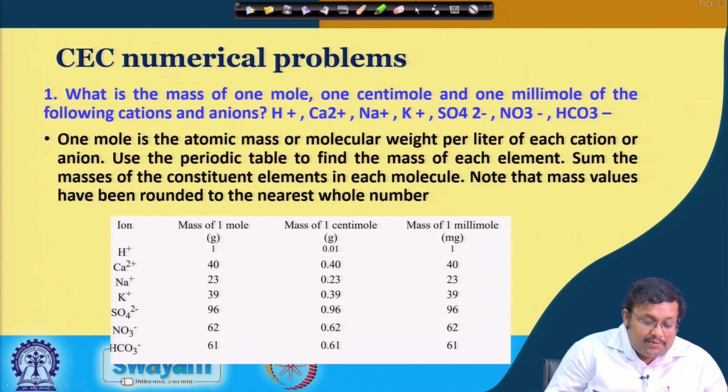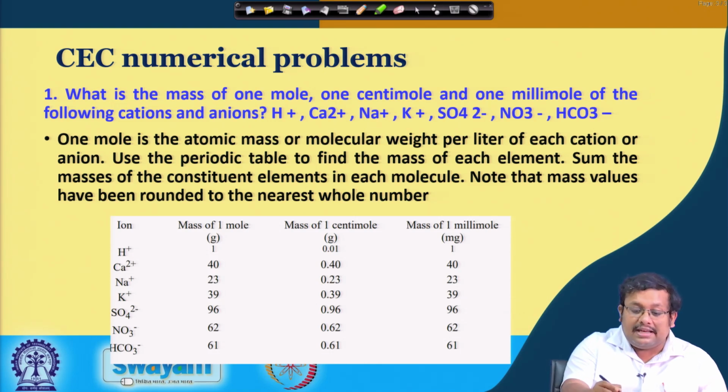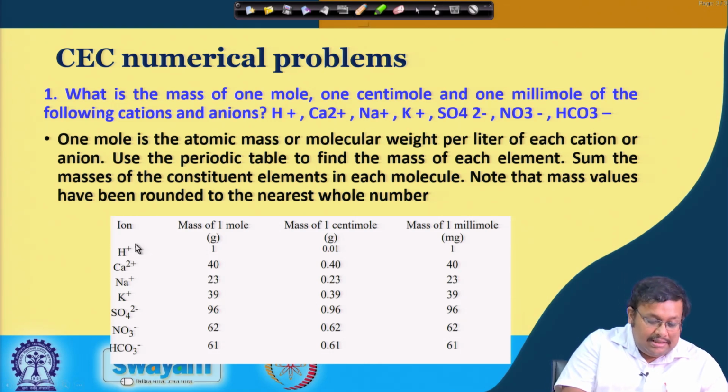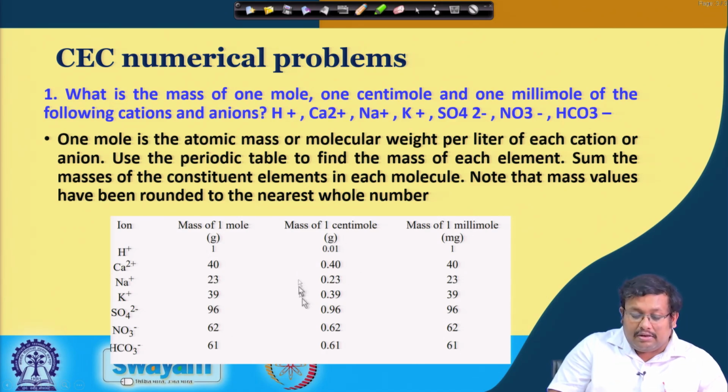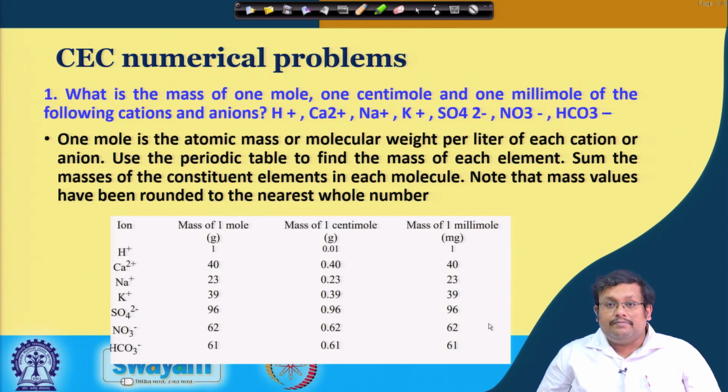So, we started with this problem: what is the mass of 1 mole, 1 centimole and 1 millimole of the following cations and anions. We have seen these ions: H plus, Ca2 plus, Na plus, K plus, SO4 2 minus, NO3 minus and HCO3 minus, and we know that the mass of 1 mole of these ions is 1 gram, 40 grams, 23 grams, 39 grams, 96 grams, 62 grams and 61 grams. From that we calculated 1 centimole, which is 1/100th of the mass of 1 mole, and then the mass of 1 millimole, which is 1/1000th of the mass of 1 mole.